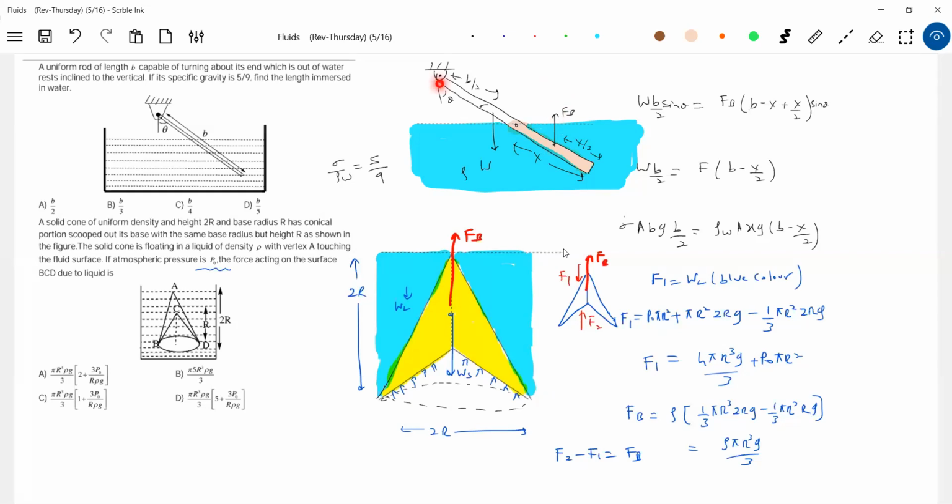Now for equilibrium, you go for the torque. Why should we not equate forces? Because here a reaction force will be there in the picture.